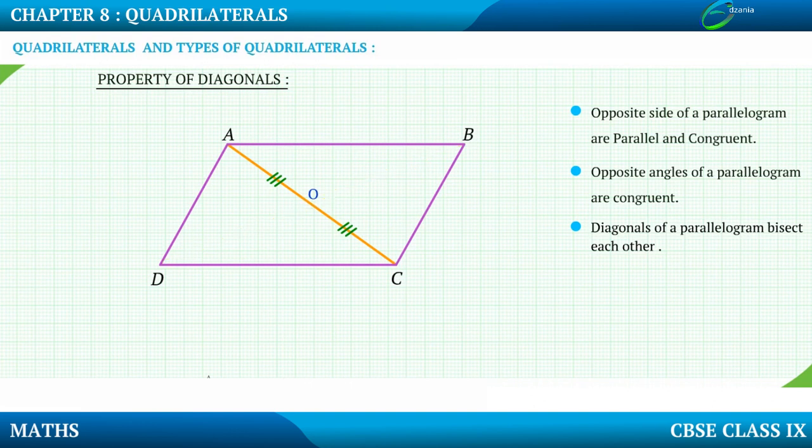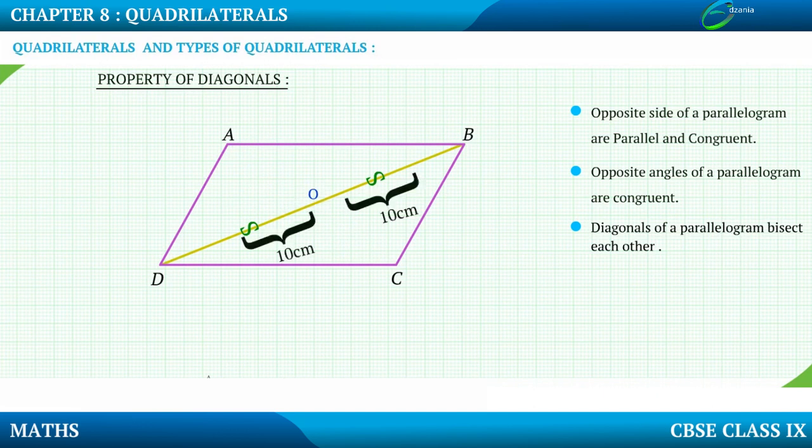If the length of the diagonal AC is equal to 12 centimeters, then as we know, AO is equal to OC. AO and OC are equal to 6 centimeters each. Suppose the length of the diagonal BD is 20 centimeters. As it is bisected at point O, OB and OD are equal to 10 centimeters each.